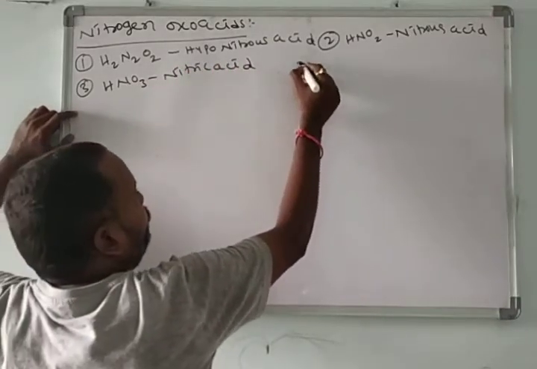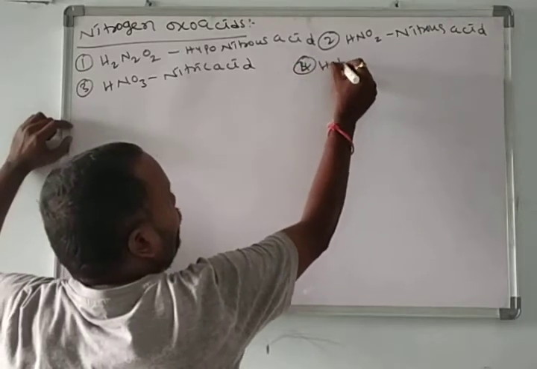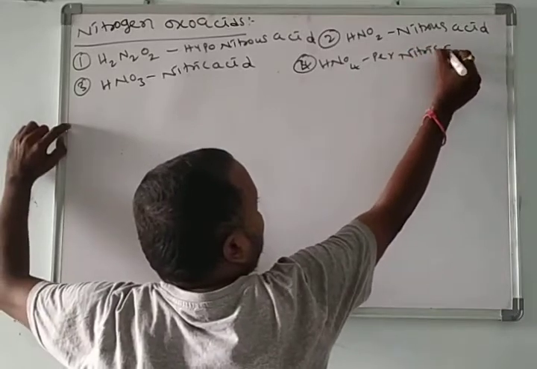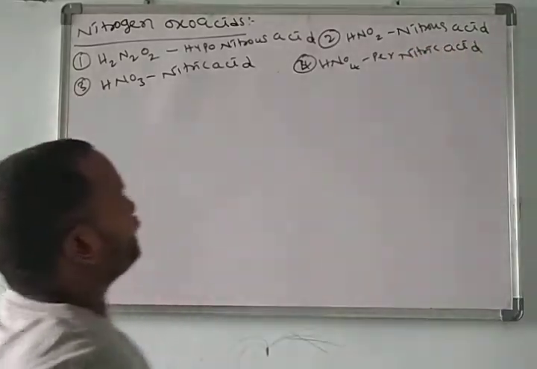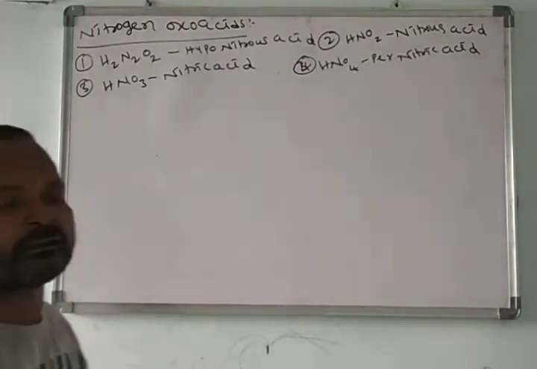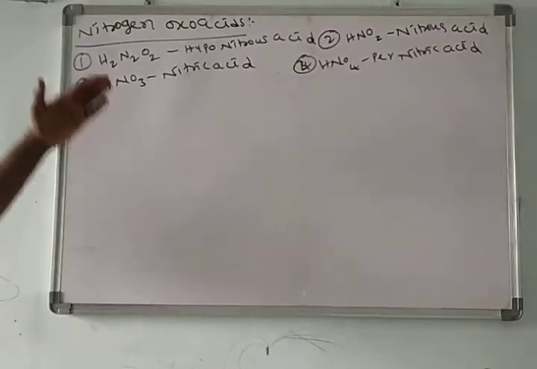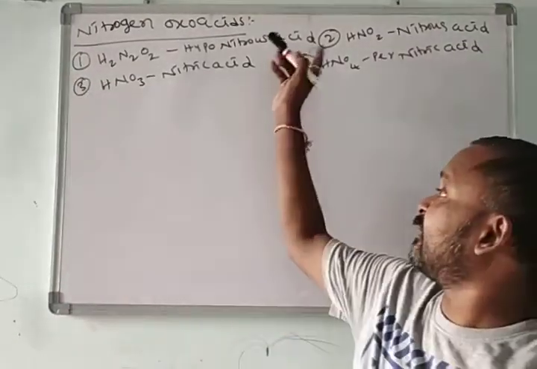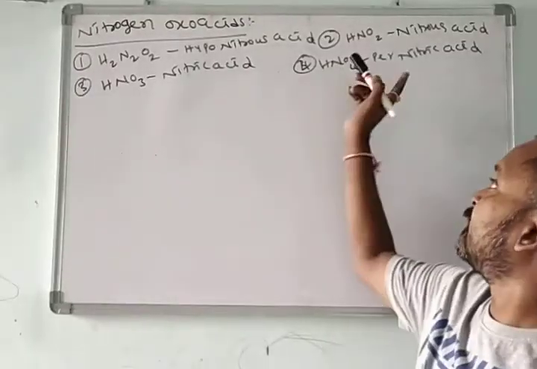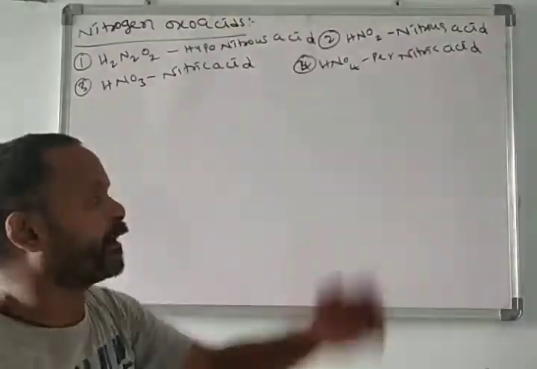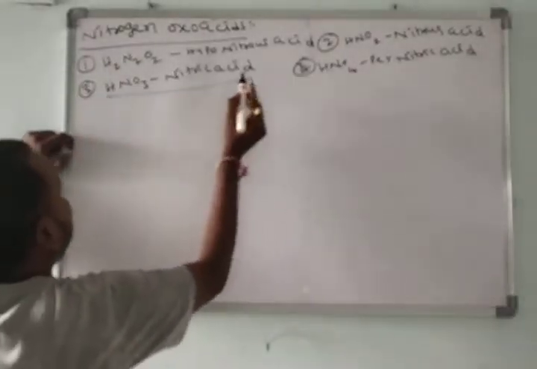Okay, here fourth one, HNO4, pernitric acid. Okay, nitrogen forms 4 types of oxoacids. What are those? One is hyponitrous acid, second one is nitrous acid, third one is nitric acid, fourth one is pernitric acid. Okay, it forms 4 types of acid. Most popular oxoacid of nitrogen is nitric acid.